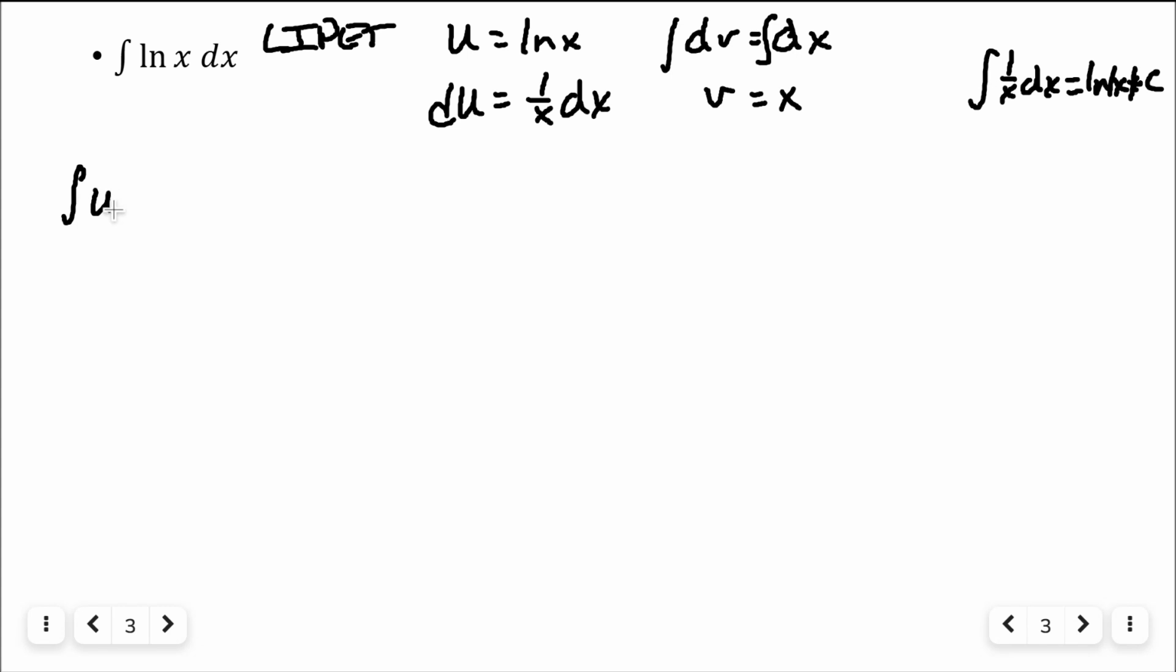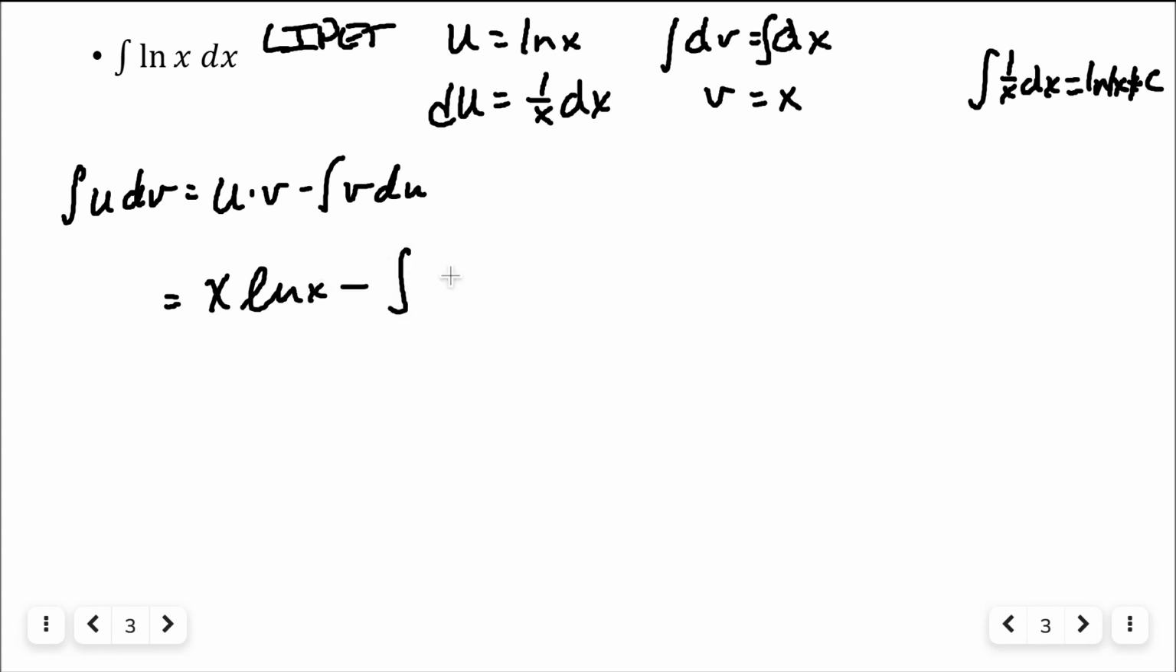So now we're going to use our formula. The integral of u dv is u times v minus the integral of v du. So we're going to have uv, x ln x, minus the integral of v, which is x, du times 1 over x dx. But x times 1 over x, well, that's just 1. So this is just the integral of dx. The integral of dx is x.